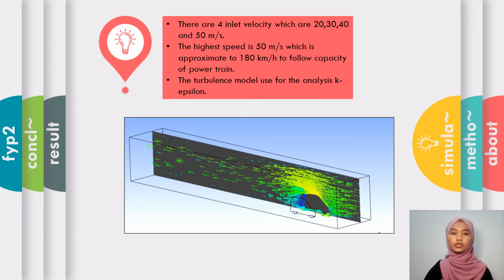The turbulent model used for the analysis is K epsilon. It is usually useful for free shear layer flows with relatively small pressure gradients as well as in confined flows. It can also be stated as the simplest turbulent model for which only initial or boundary conditions need to be supplied. Next, I will show the video simulation of bodywork in ANSYS Fluent.